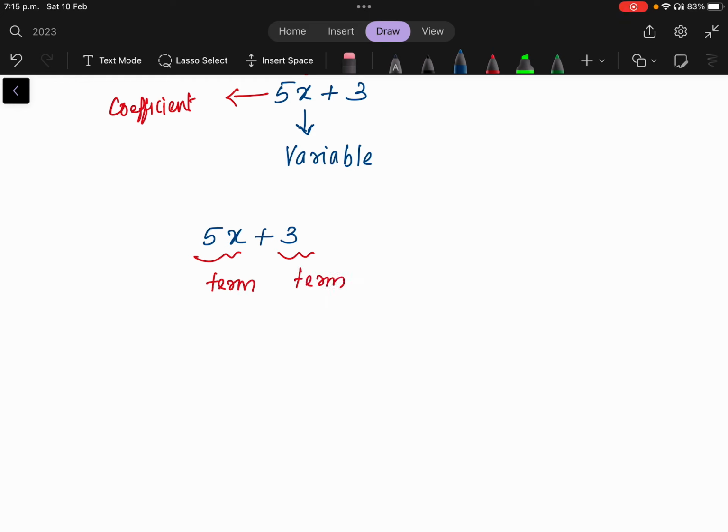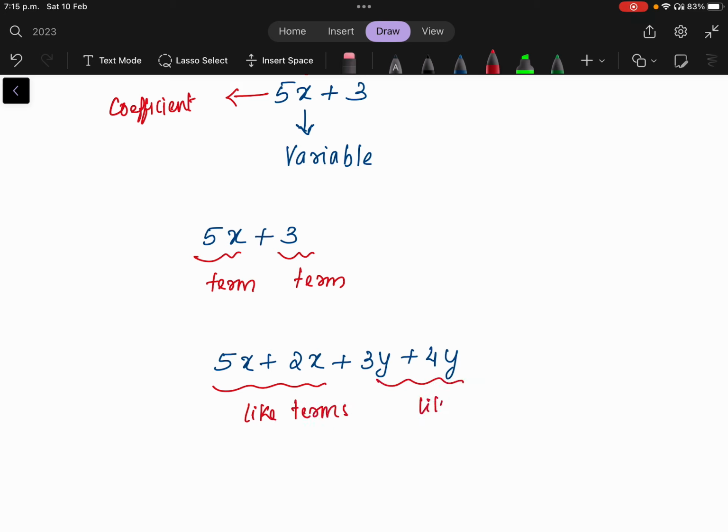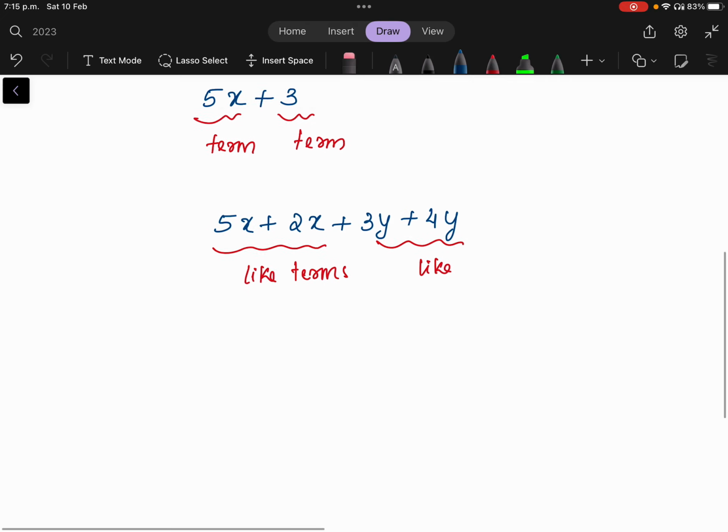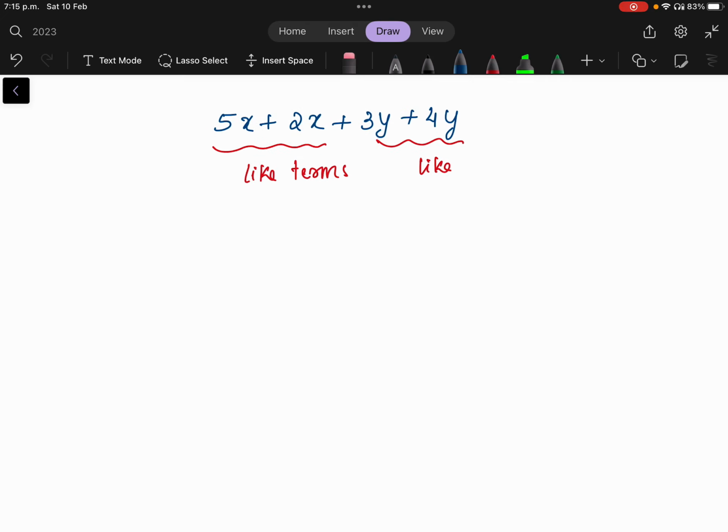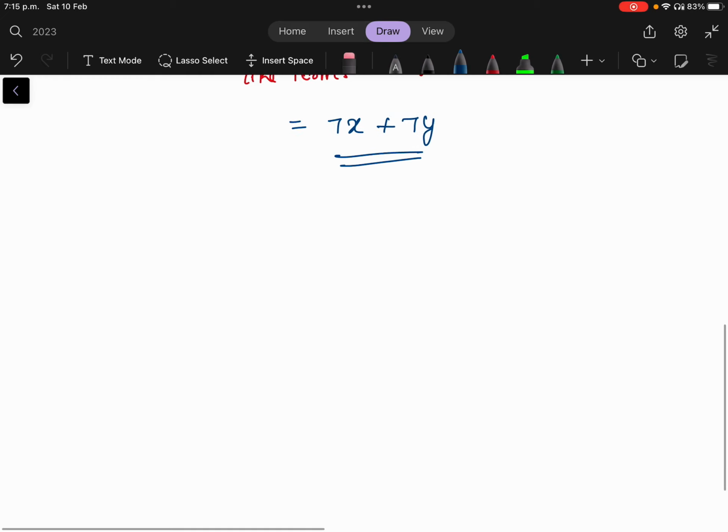And if I have something like 5x plus 2x plus 3y plus 4y, you see these are two x terms, so this is called like terms, and this is another pair of like terms. When you are doing algebraic manipulation, you can add or subtract like terms. So in this case, 5x plus 2x will become 7x, plus 7y. Let me show you some more examples of that.